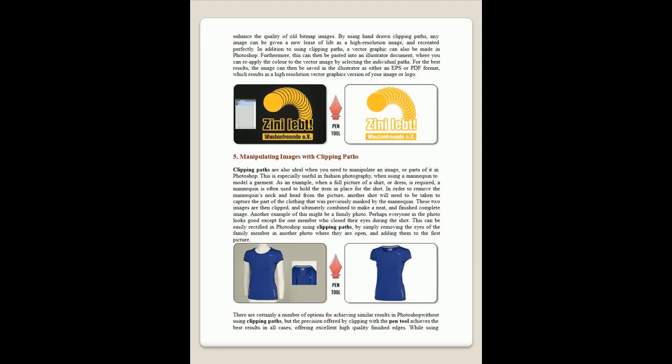Image can be given a new lease of life as a high-resolution image and recreated perfectly. In addition to using clipping paths, a vector graphic can also be made in Photoshop. Furthermore, this can then be pasted into an Illustrator document, where you can reapply the color to the vector image by selecting the individual paths. For the best results, the image can then be saved in Illustrator as either an EPS or PDF format, which results in a high-resolution vector graphics version of your image or logo.